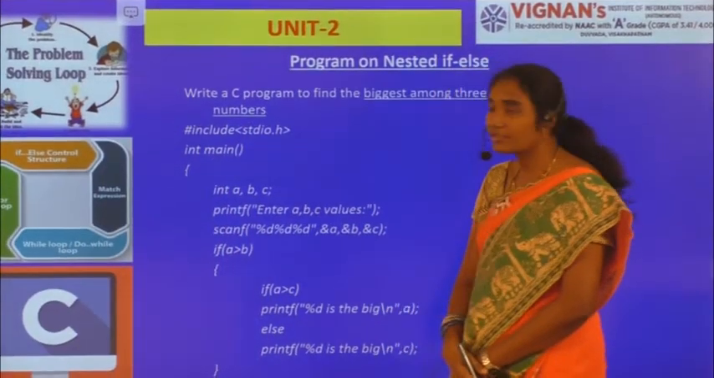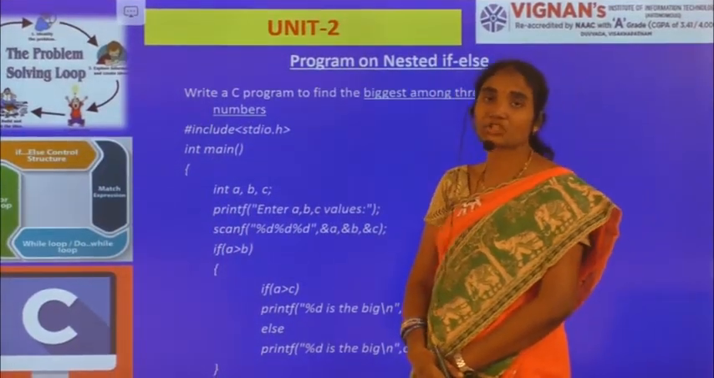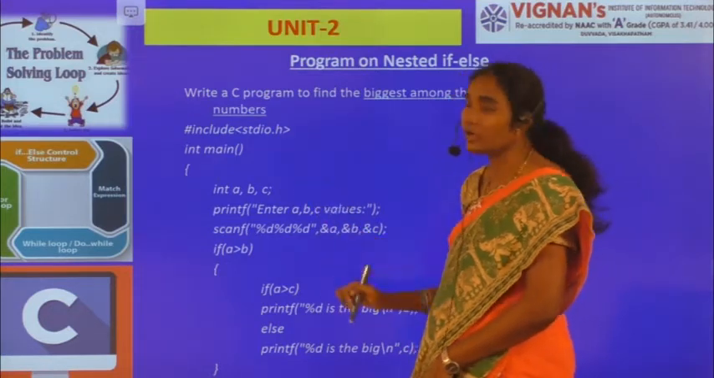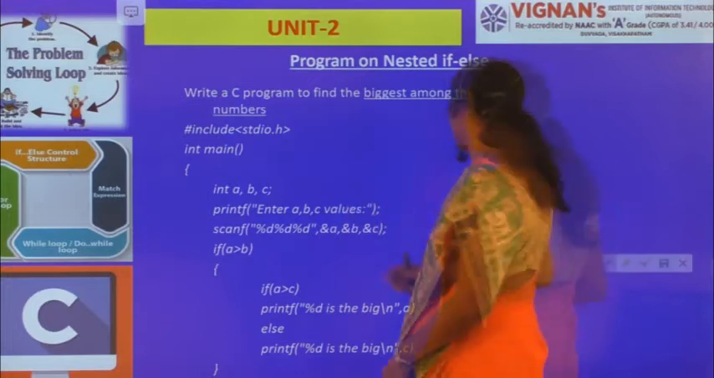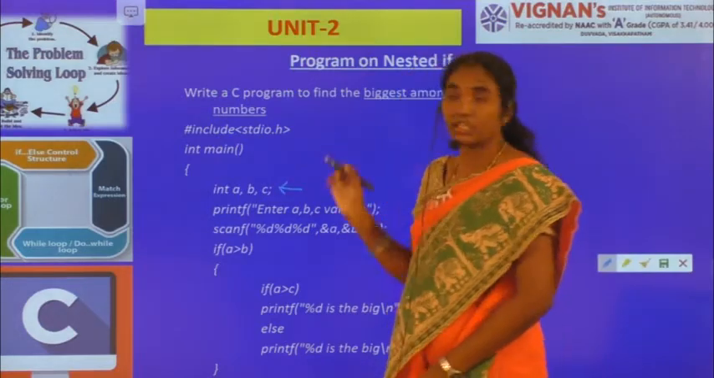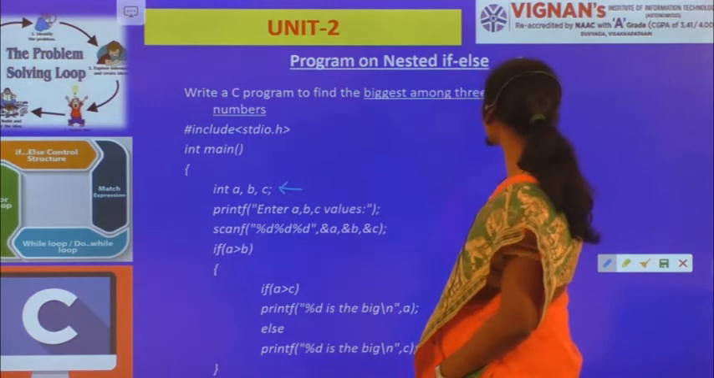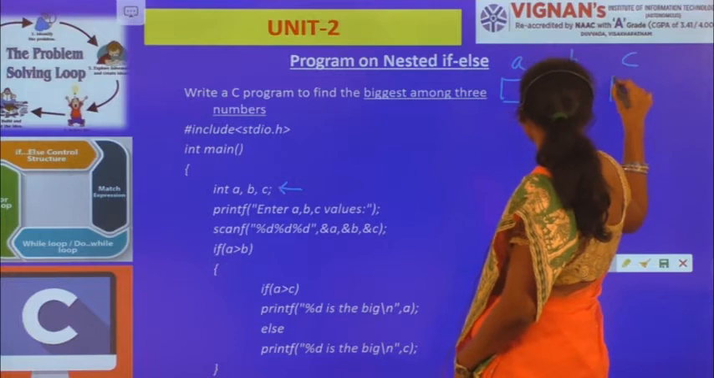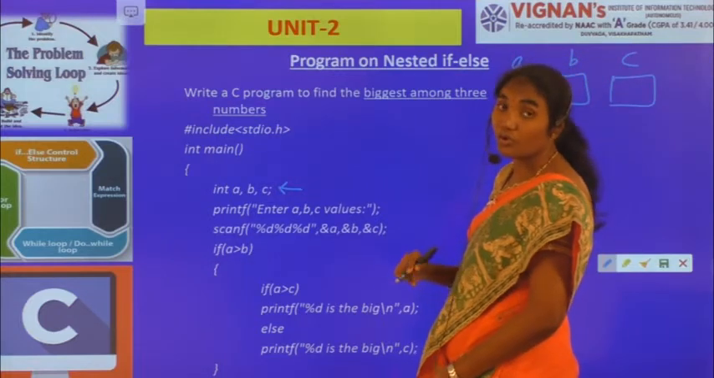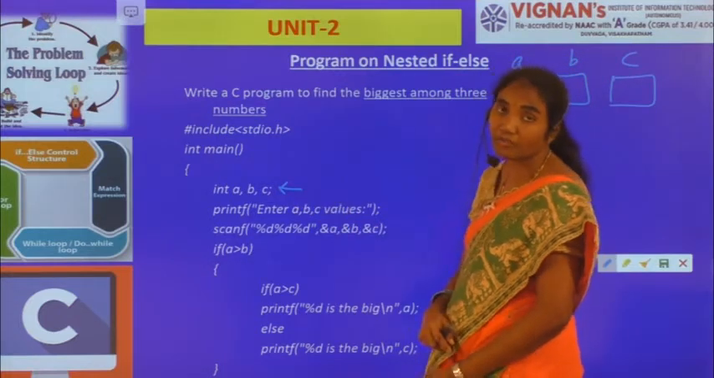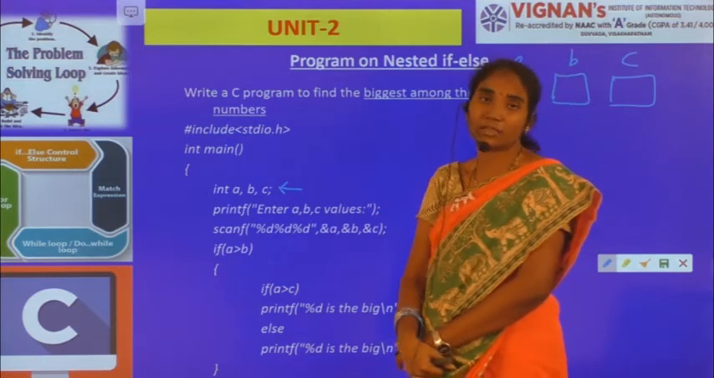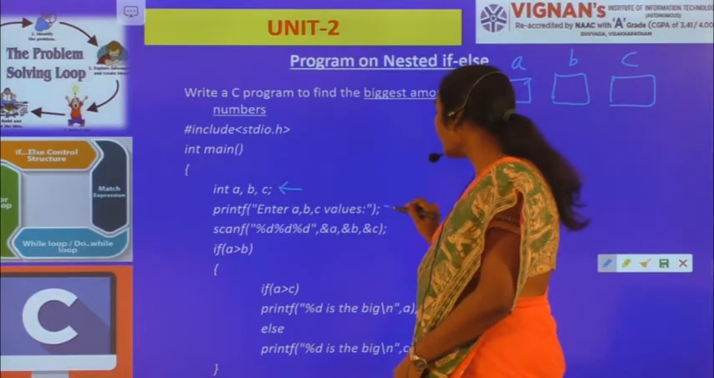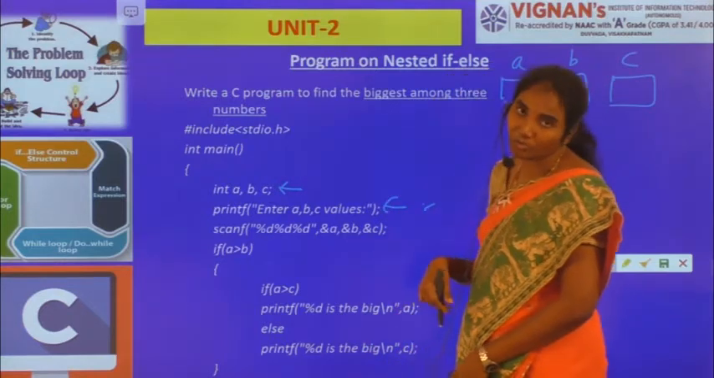Now this is a sample program for finding the largest of three numbers. Here I have declared initially int a, b, c, which means I have allocated memory for A, for B, and for C. Since I have not initialized any values for A, B, C, they will be initialized with some garbage values. Now here I have a message, printf enter a, b, c values.